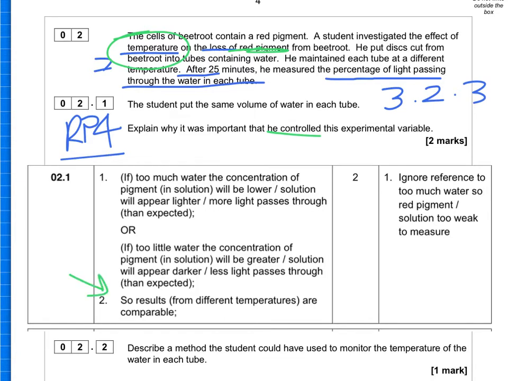So the first part is really explaining if the volume of water is different, well, what effect would it have, and then why? What effect would it have? Well, the results. If you don't keep it the same, the results won't be comparable. But if you do, which is what they want you to talk about, having the same volume of water, then the results are comparable.